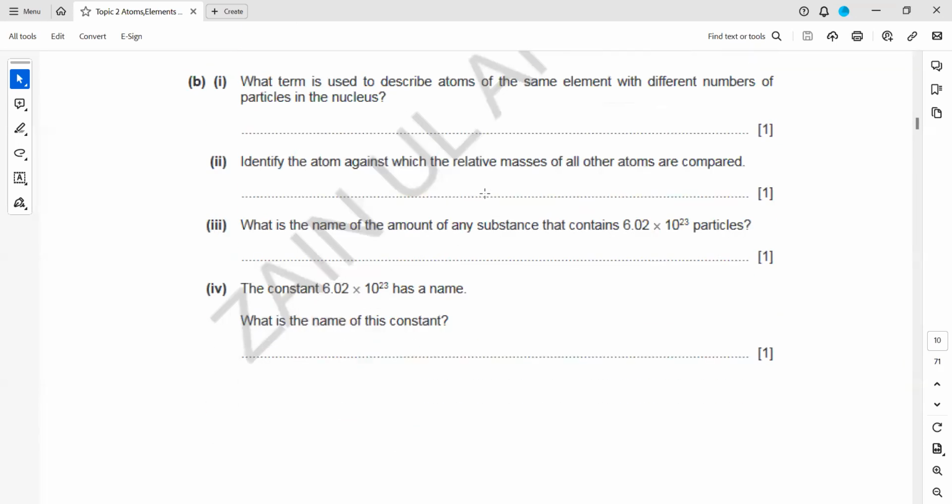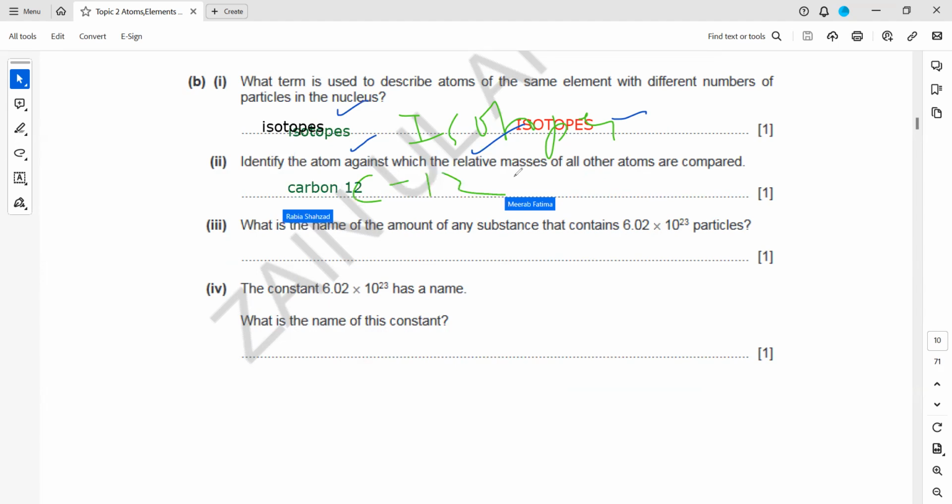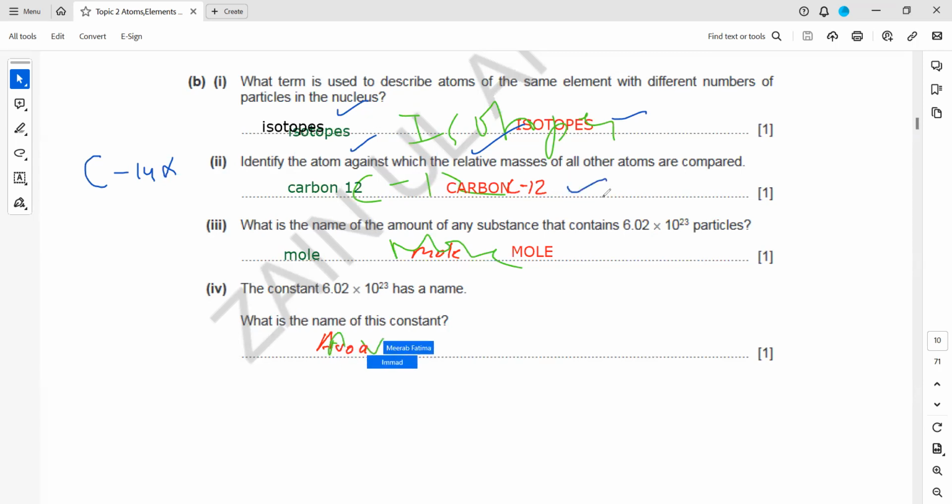In part B, what is the term used to describe atoms of the same element with a different number of particles in the nucleus? What do we call them? These are isotopes. Identify the atom. Whenever we talk about relative atomic mass, we compare it with one twelfth of a carbon-12 atom. Because carbon isotopes exist, and there is carbon-14 as well, you have to specify carbon-12.